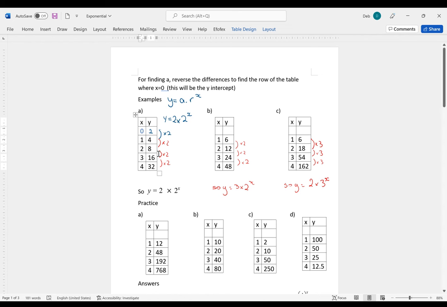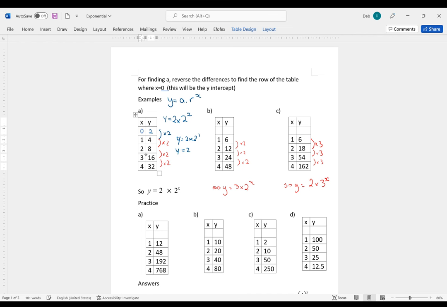You should always check this. So let's just check it. Let's do y equals 2 times 2 to the power of, and we're just going to choose the first one here, which is 1. So we're going to choose the power of 1. That will give us 2 times 2, which gives us 4. So that works. So let's just try it with the next one.